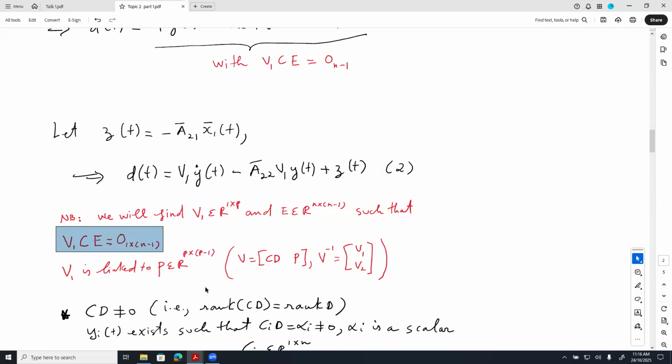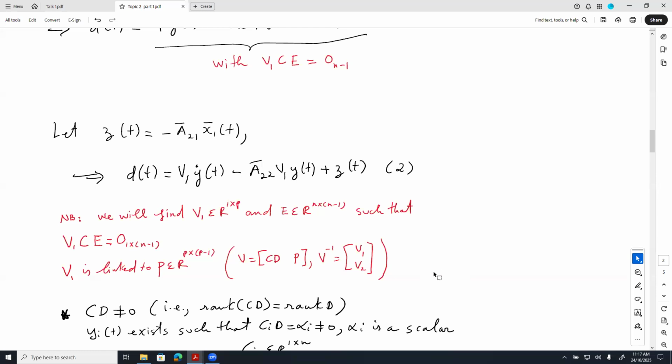And notice that the matrix V1 is actually linked to this matrix P here. P is an arbitrary matrix chosen in Hou and Muller. Now, if we want to find matrices V1 and E to satisfy this condition, then certainly that is in fact linked to finding matrix V, which is P and E.